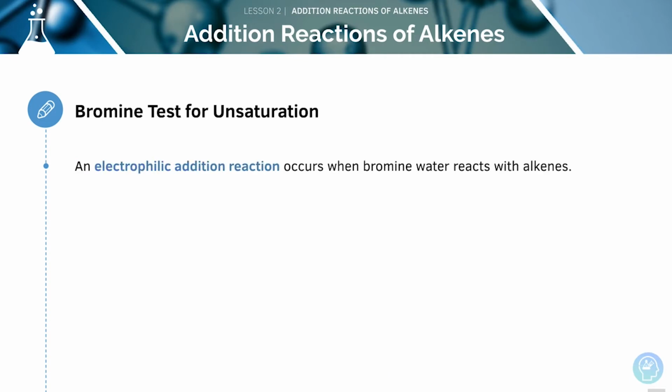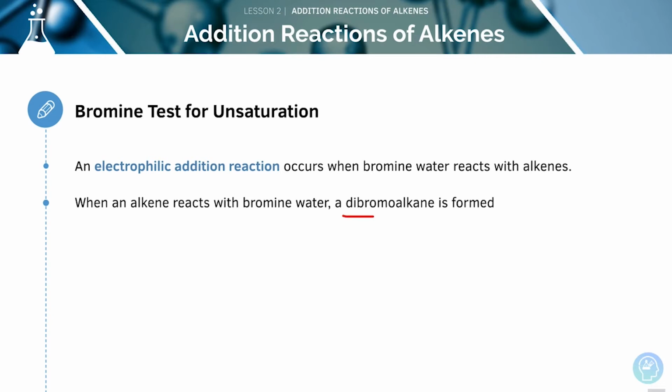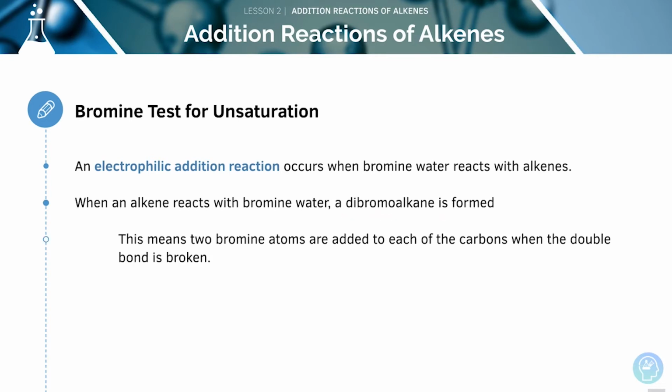An electrophilic addition reaction occurs when bromine reacts with alkenes. When an alkene reacts with bromine water, a dibromoalkane is formed. This means that 2 bromine atoms are added to each of the carbons when the double bond is broken. The dibromoalkane that forms is colourless.